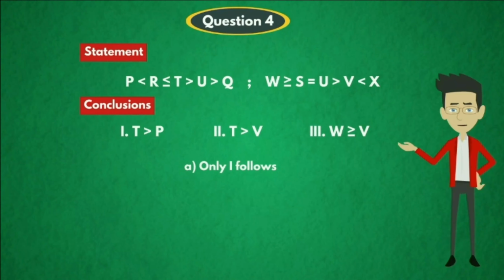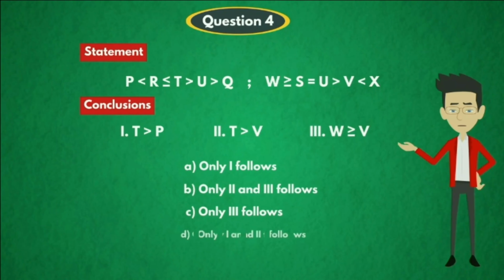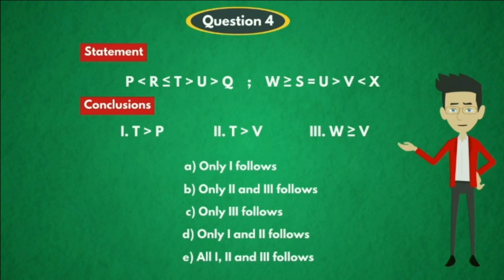Options. Option A. Only 1 follows. Option B. Only 2 and 3 follows. Option C. Only 3 follows. Option D. Only 1 and 2 follows. And option E. All 1, 2 and 3 follows.